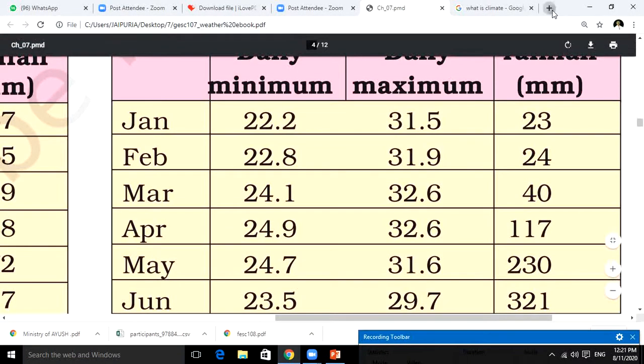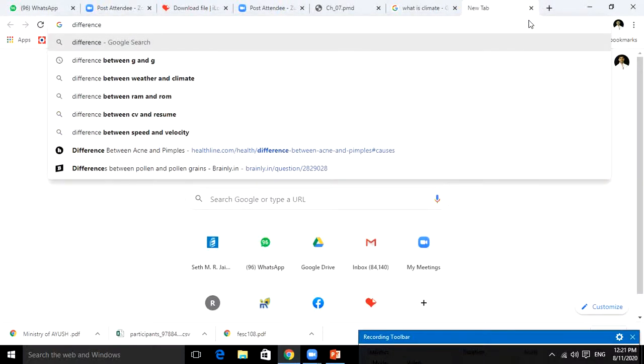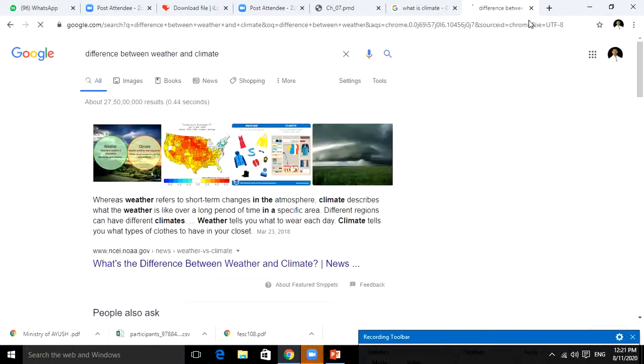So students, if I am talking about the difference between weather and climate, one thing comes to our mind: weather is the day to day temperature, and climate is what? Weather refers to the short term changes in the atmosphere, and climate describes what the weather is like over a long period of time in a specific area.